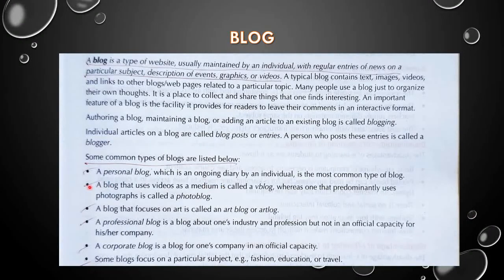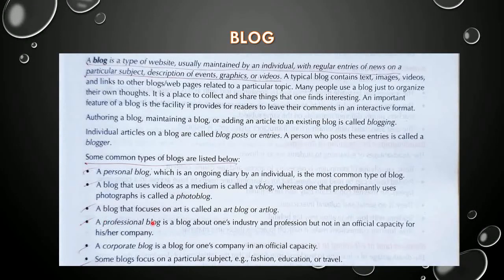Next, a blog that uses videos as a medium is called a vlog. One that predominantly uses photographs is called a photo blog. They share how to take photos, for those who want to learn photography. This is the angle you take for your photo to get better quality and better position. When they share that type of blog, that is called a photo blog.